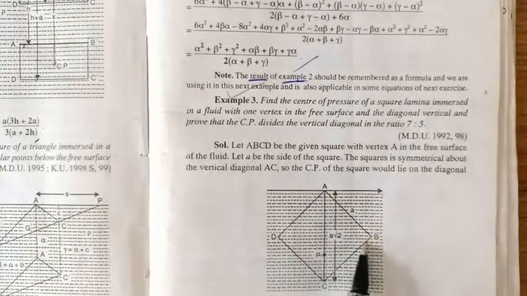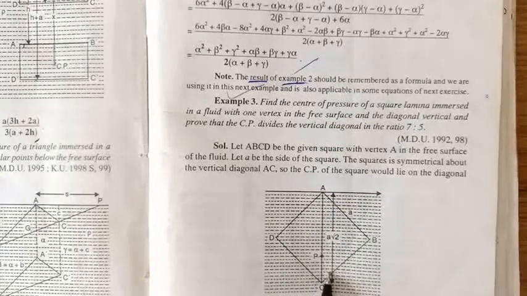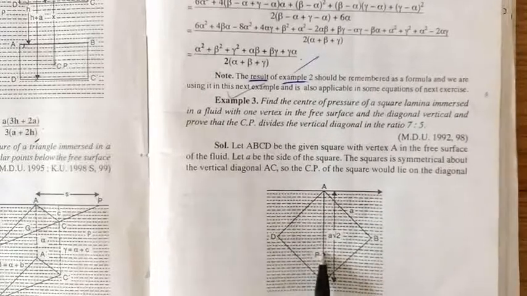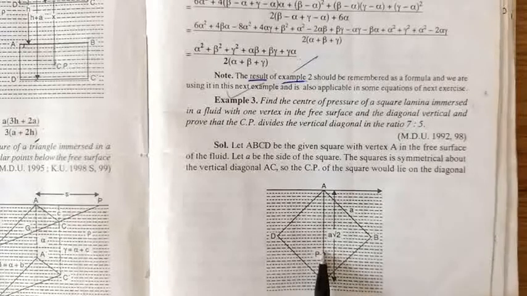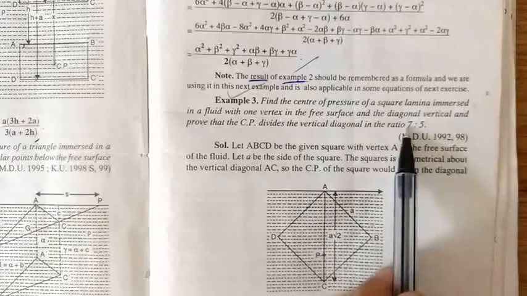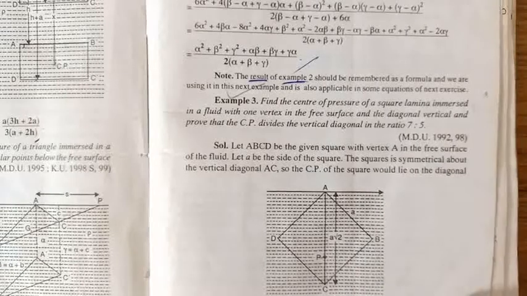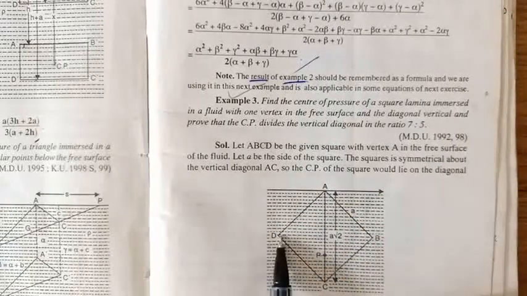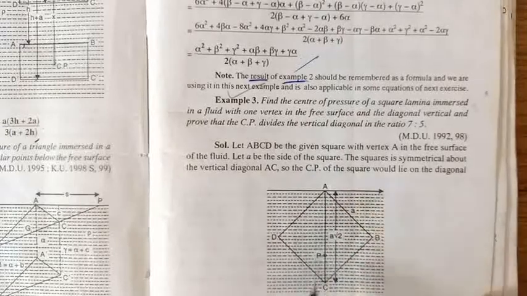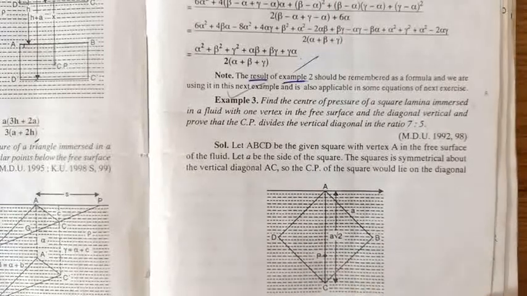Now because this square is symmetrical about this diagonal, the center of pressure will lie on this diagonal. So let us take P as the position of center of pressure. Then we have to prove that the ratio of AP and PC is 7:5. Now to prove this, because this square is a compound body consisting of two triangular areas, area ABC and area ACD, we will use the formula for the center of pressure of a compound body.